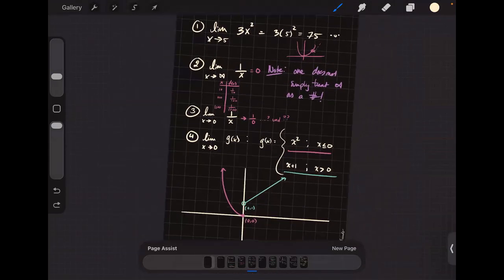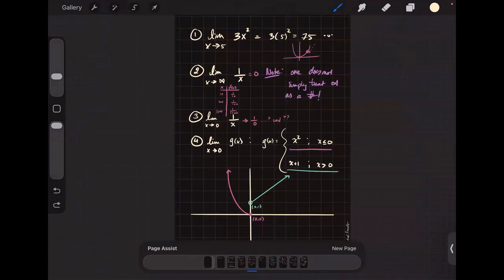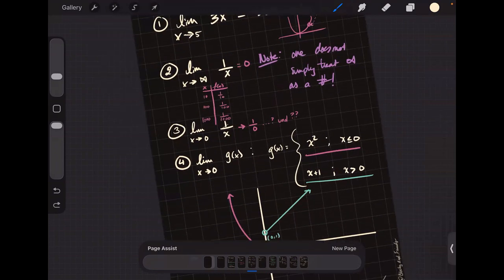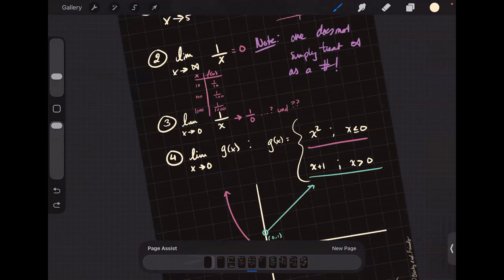As x approaches infinity, let's use powers of 10. 1 over 10 is small. 1 over 100 is even smaller. 1 over 1,000, even smaller. And so the limit as x approaches infinity of 1 over x is going to be 0. But what about the limit as x approaches 0 of 1 over x? Ah, it's undefined, isn't it? We'll get back to that one.